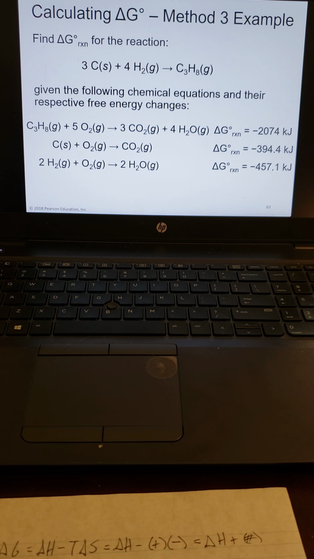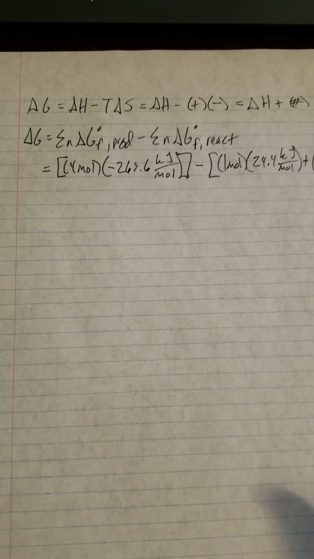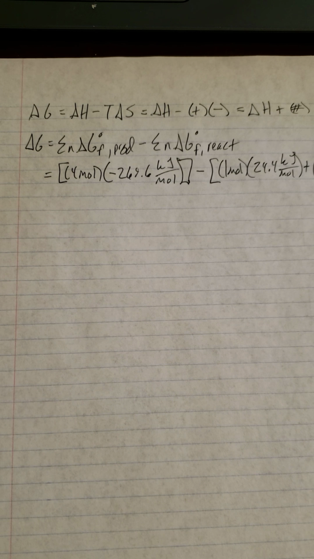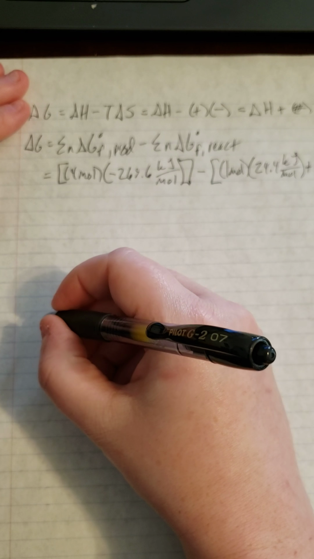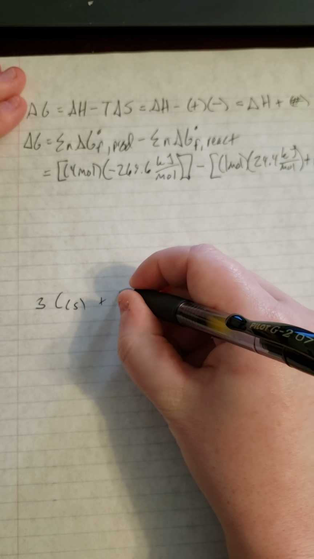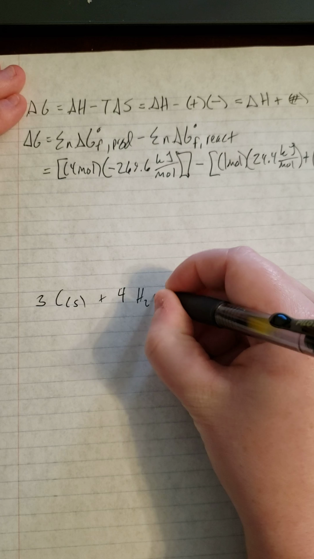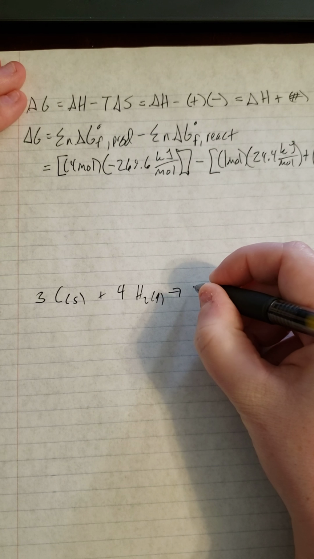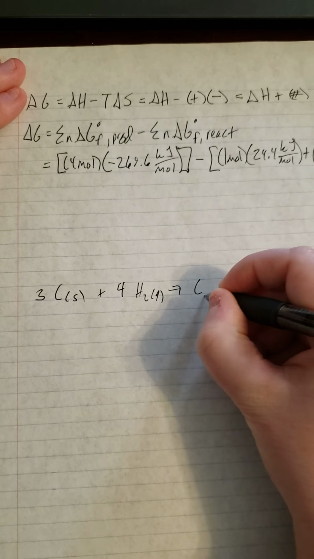The second one is the formation of carbon dioxide. And the third one is the formation of water vapor. Okay, and we have our corresponding delta G's. So whenever we do a question like this, the first thing you are going to want to do is write down the overall equation that we are interested in finding. So I am interested in looking at 3 moles of carbon plus 4 moles of hydrogen gives me 1 mole of propane.